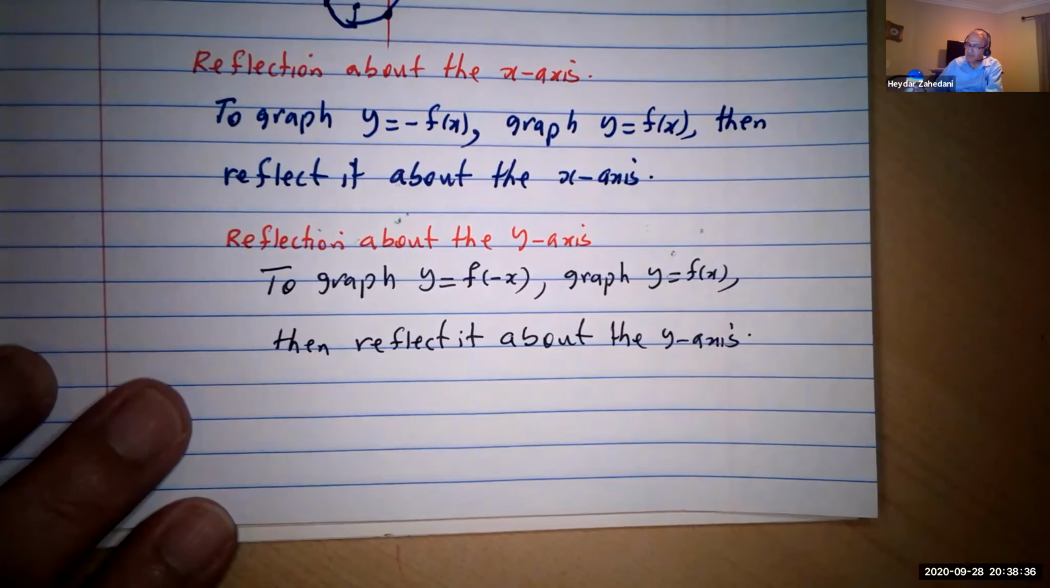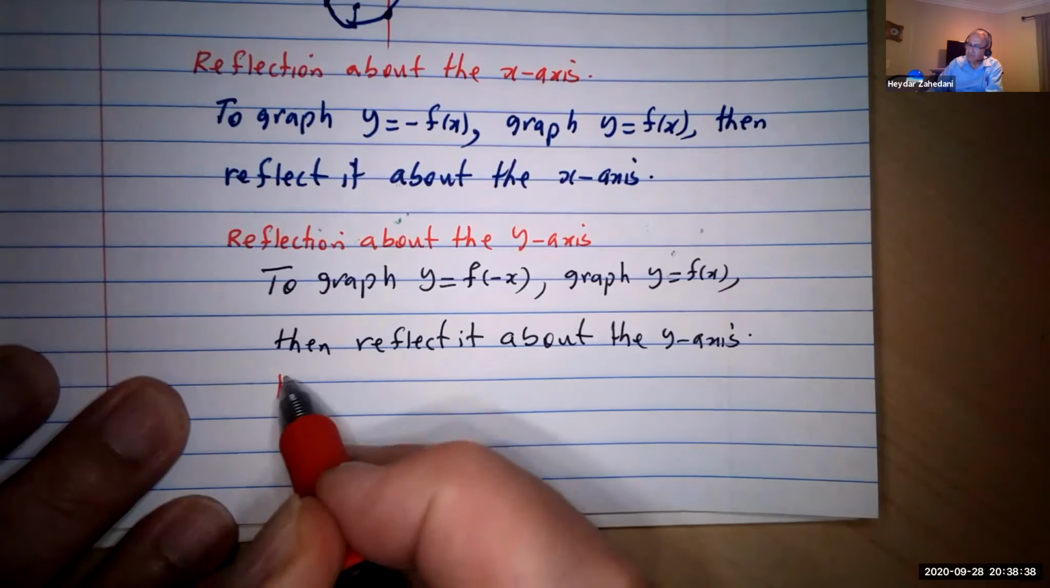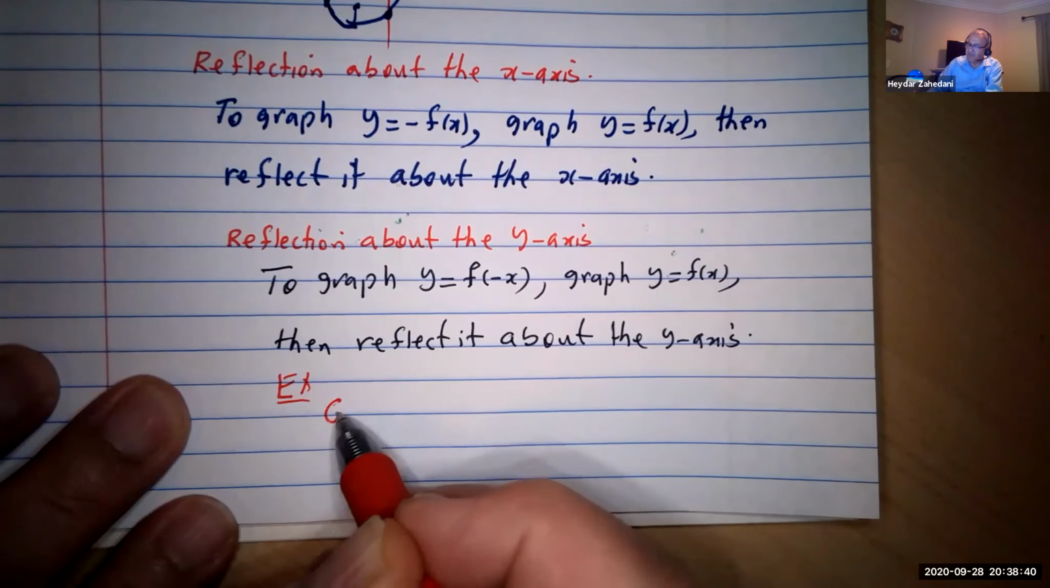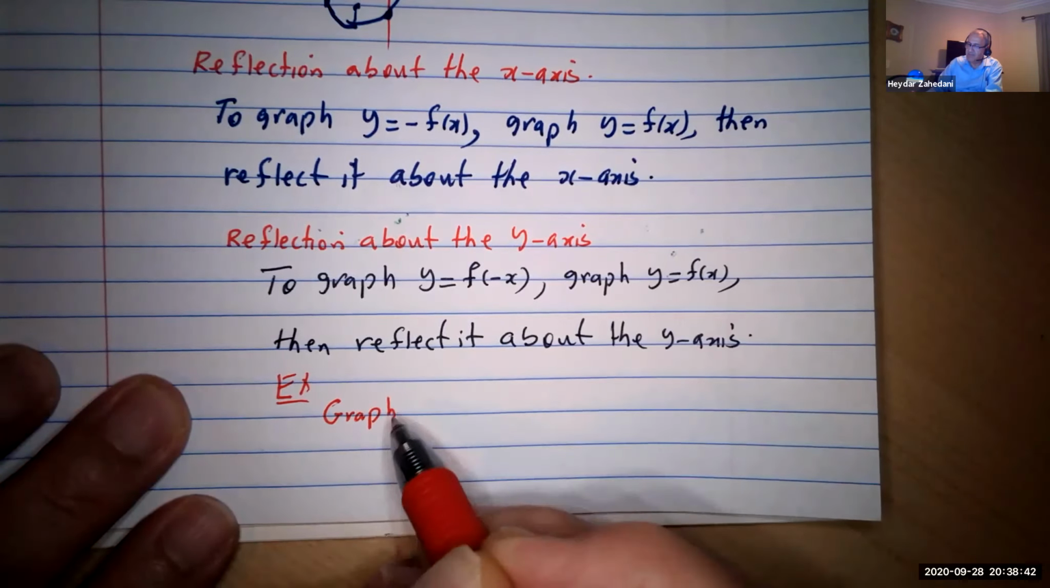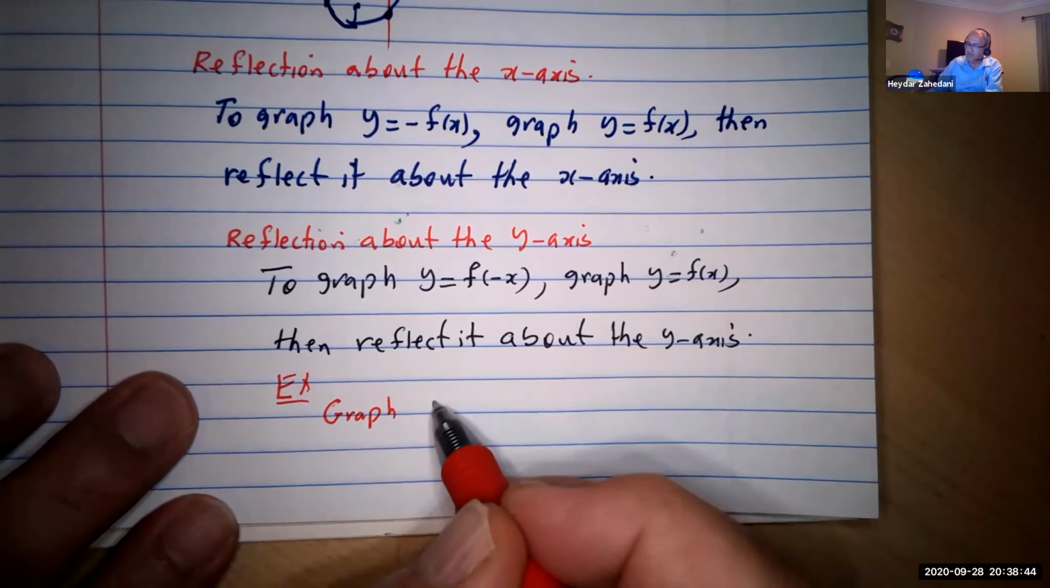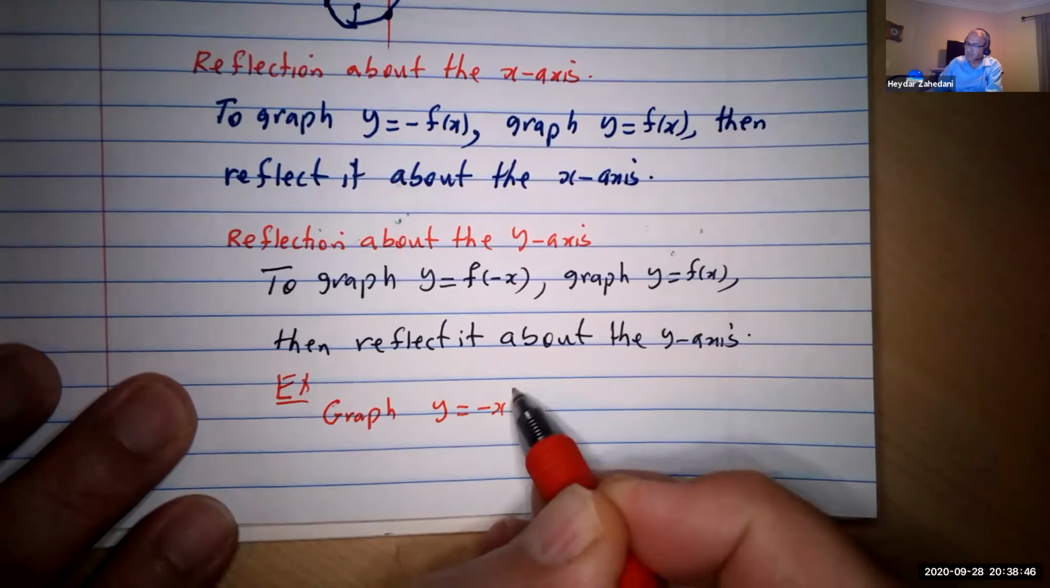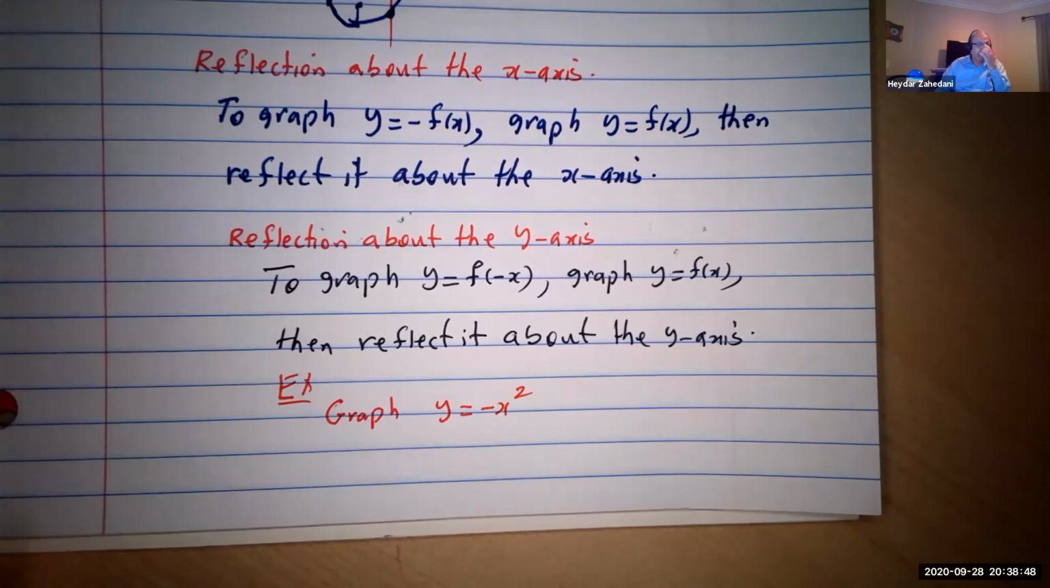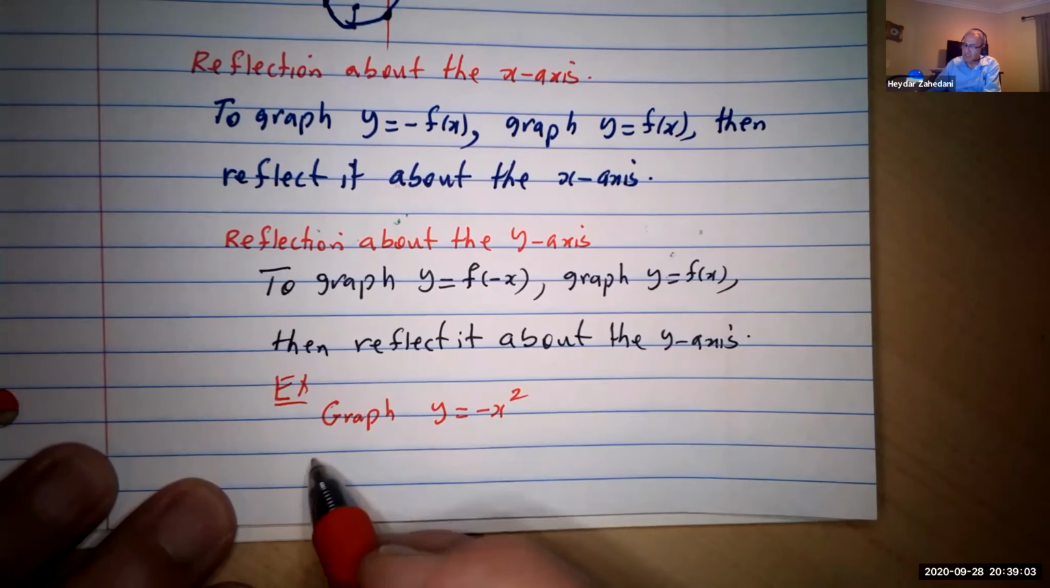Okay, so for example, we want to graph y equal to the negative x squared. That's the one. You have to change the y into the negative y. So it's a reflection. The mirror is on the x-axis. So this is the solution.